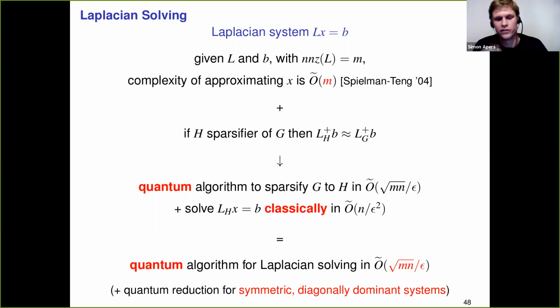And by a small variation on the standard reduction, there is a quantum reduction, which shows, and this is the same in the classical case, that we can, in the same time, solve the more general class of symmetric and diagonally dominant systems. So a Laplacian is always symmetric and diagonally dominant, but it turns out that the much larger class of general symmetric and diagonally dominant systems can be reduced to Laplacian solving using some quantum routine. And so we can also solve this larger class in Õ(square root of mn over epsilon). So this gives us an epsilon-approximate solution in time square root of mn over epsilon.